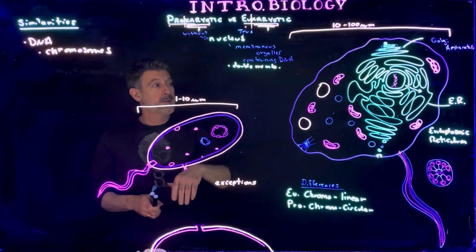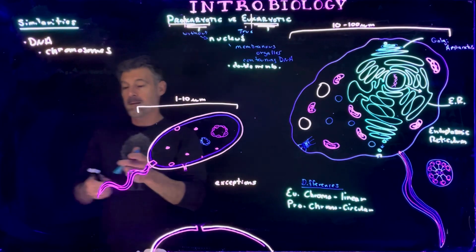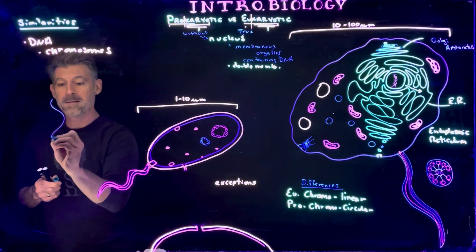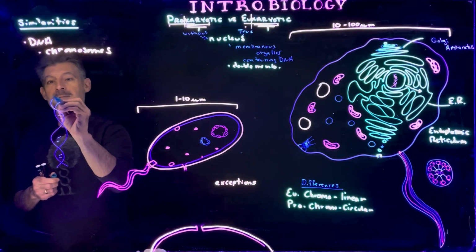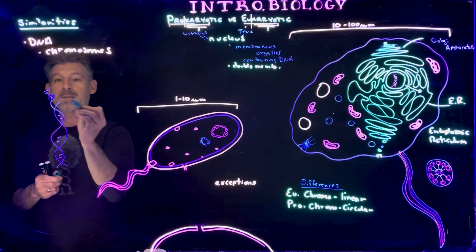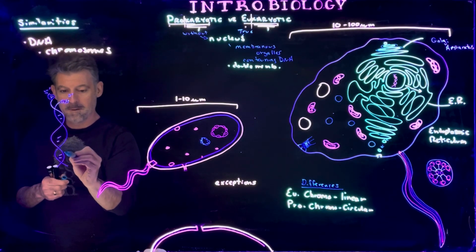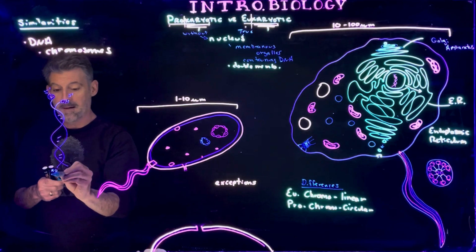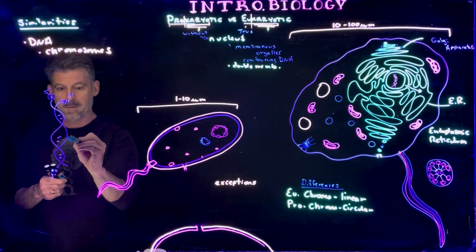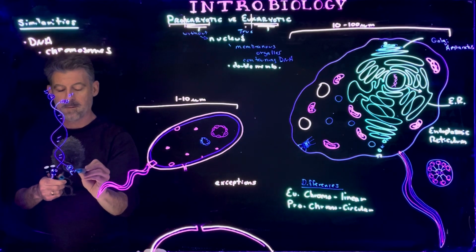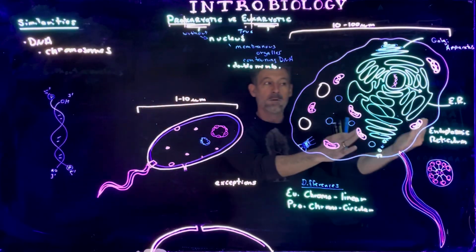So in earlier lectures in the course, we talked a little bit about DNA structure. Remember we said that DNA has ends to it, referred to as the 3' and 5' ends. The 5' end is a phosphate, and the 3' end is an OH group. That's linear DNA, and that's what we find in eukaryotes.